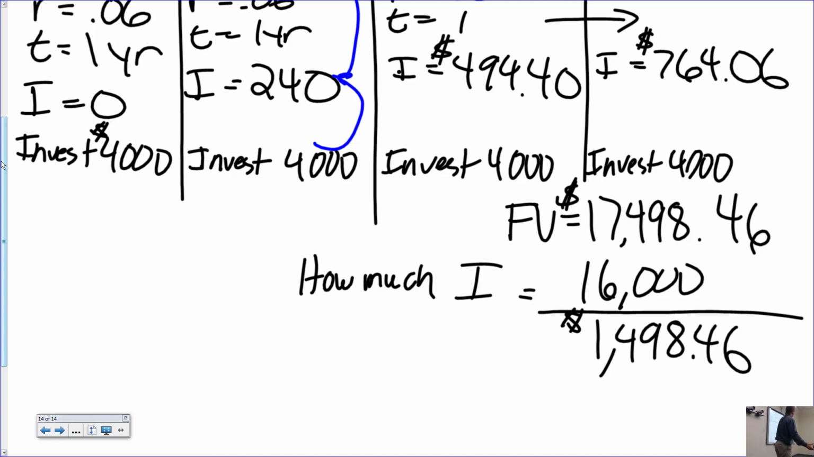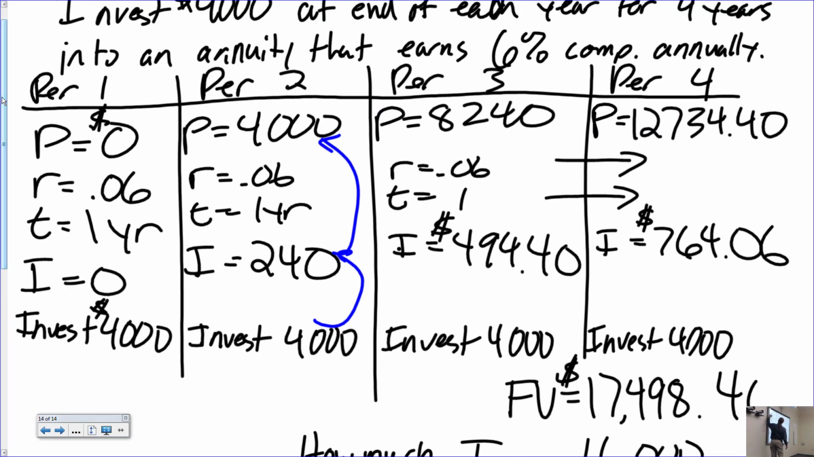All right, so that's how an ordinary annuity works. And the cool part about it is that the only difference between this and compound interest is when we put the money in and the fact that we put the money in every time.